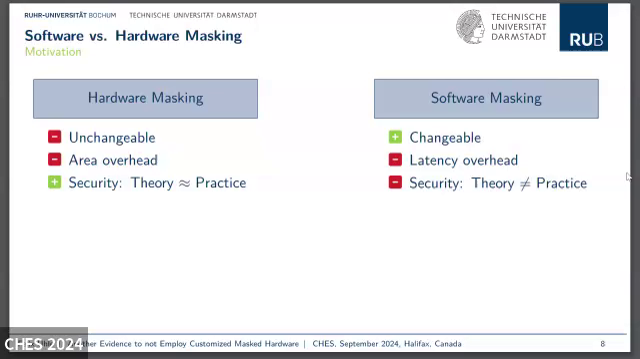On the software masking side, we can change our code. In software we can just apply some updates, and instead of area overhead, we have latency overhead here, since our shares are now processed sequentially instead of in parallel.